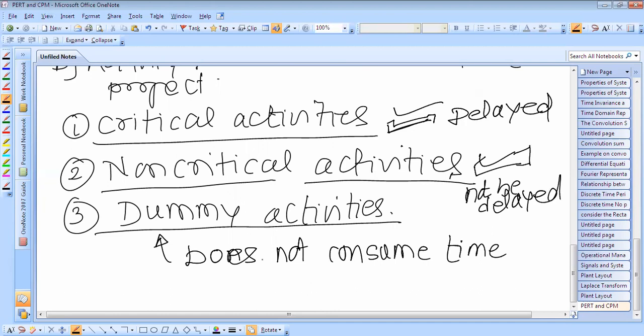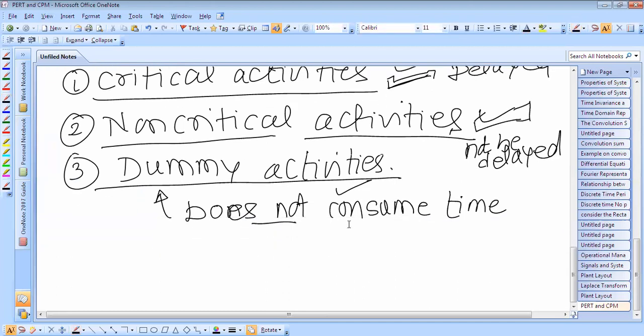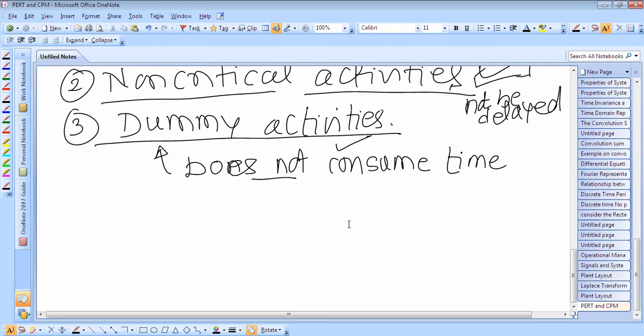And a dummy activity does not consume time at all. Therefore, the dummy activity does not consume time. The dummy activity may be non-critical or critical. It becomes a critical activity when its earliest start time is the same as the latest finish time.